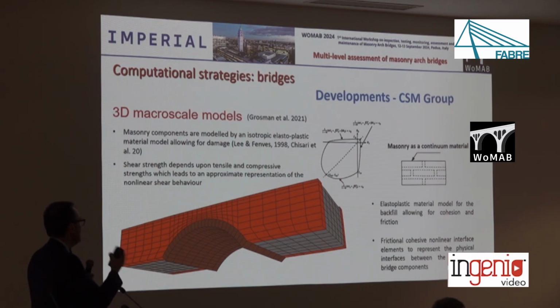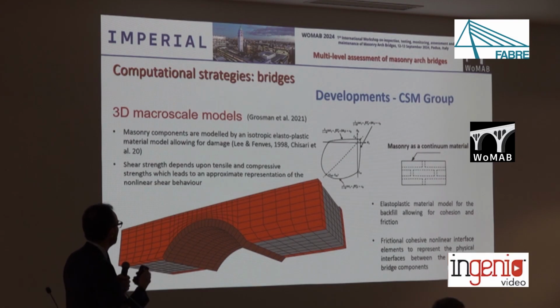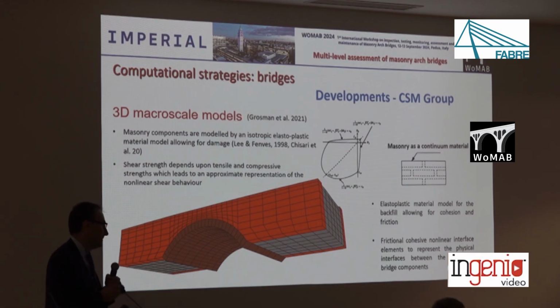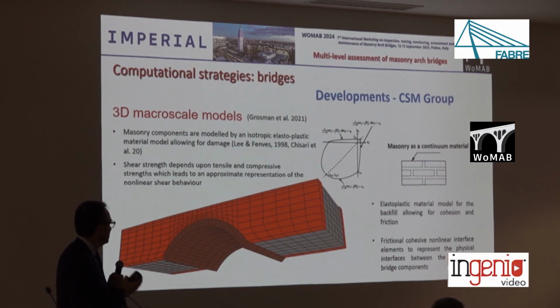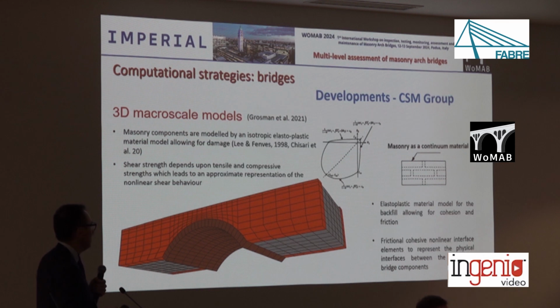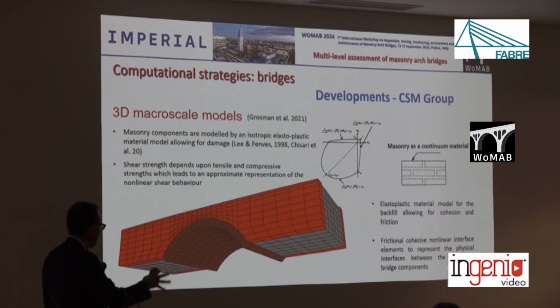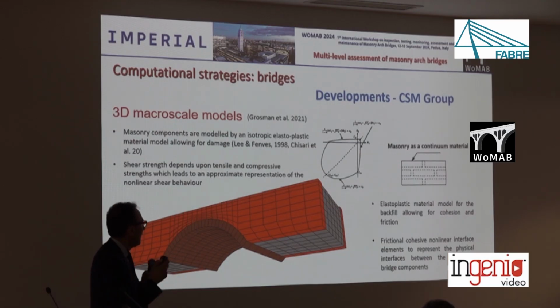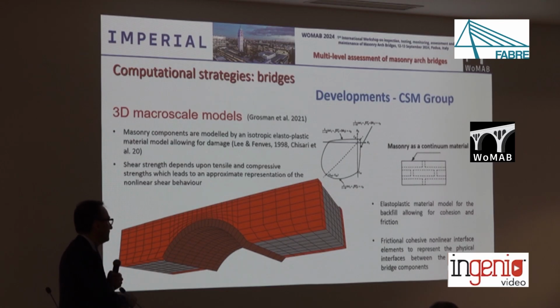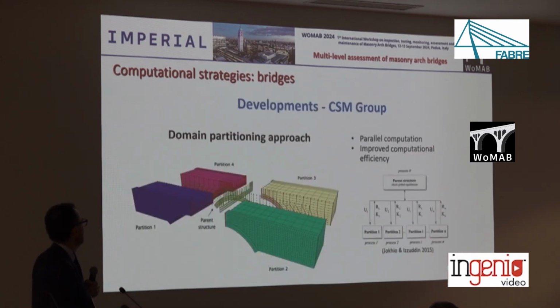It requires a reduced number of degrees of freedom, and it is implemented also in commercial finite element codes. Of course, it is isotropic. It allows for damage, but it doesn't allow for the anisotropic characteristics of the response. And importantly, it does not allow a proper representation of the shear behavior. It doesn't take into account the frictional characteristics and the interlocking. In this macroscale model, the backfill and the interfaces linking the masonry parts and the backfill are modeled in the same way as for the detailed mesoscale approach.